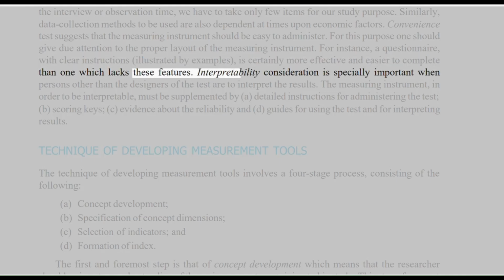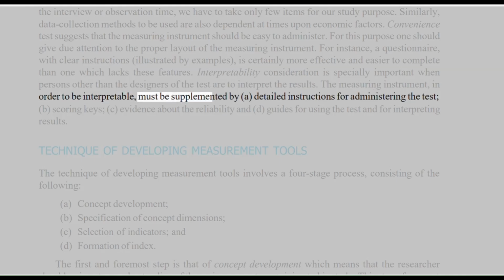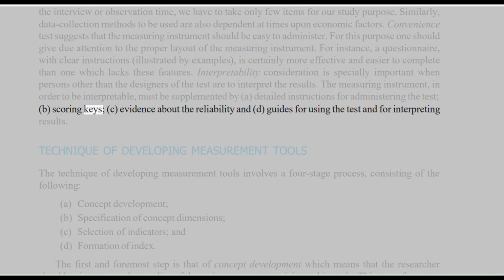Interpretability consideration is especially important when persons other than the designers of the test are to interpret the results. The measuring instrument, in order to be interpretable, must be supplemented by: a. detailed instructions for administering the test, b. scoring keys, c. evidence about the reliability, and d. guides for using the test and for interpreting results.